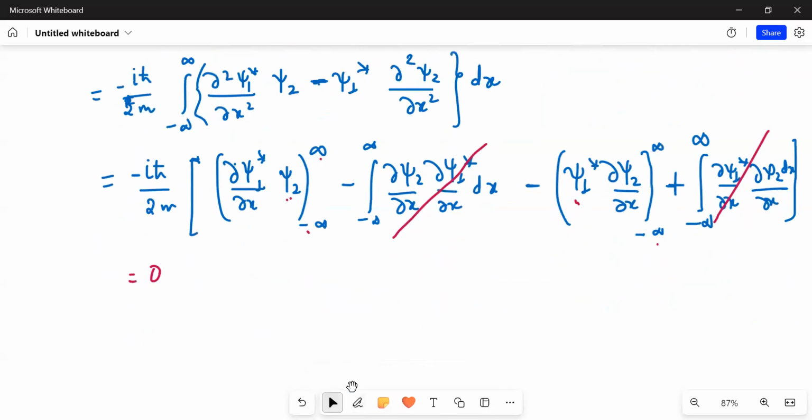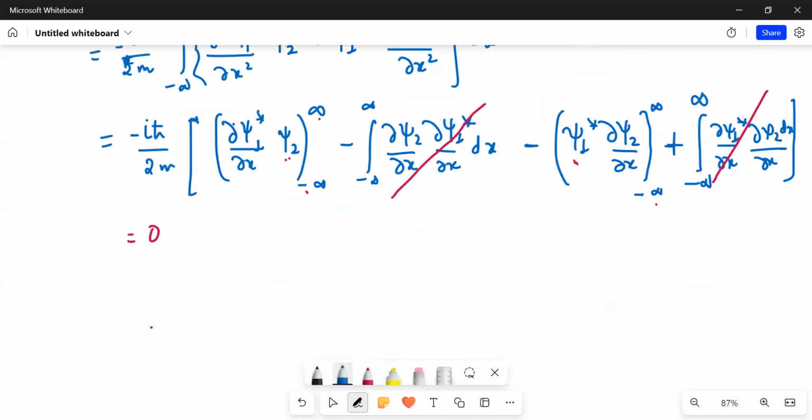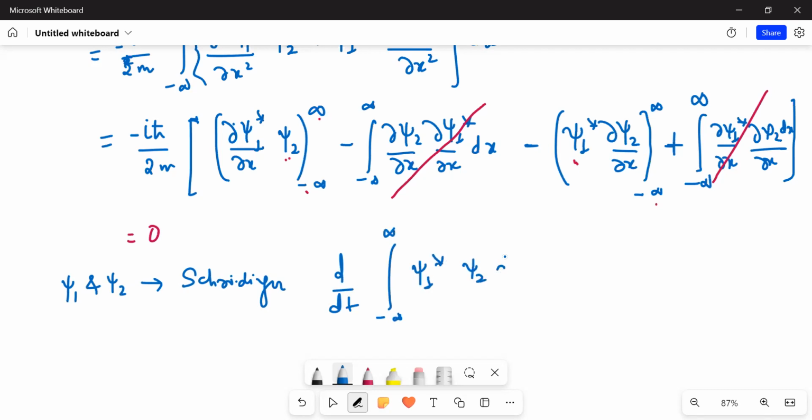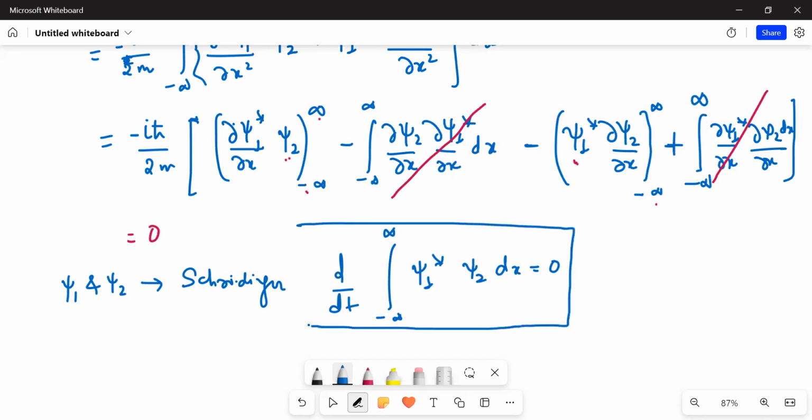So one can also extend the same thing that I did previously for psi mod whole square. I can extend it even to two physically acceptable wave functions which are normalizable. For example, if psi 1 and psi 2 are normalizable solutions to the Schrodinger equation, then also this particular thing, that is the derivative d by dt of the integral from minus infinity to plus infinity of psi 1 star psi 2 dx, is equal to 0. Is that clear or not clear? Please let me know.